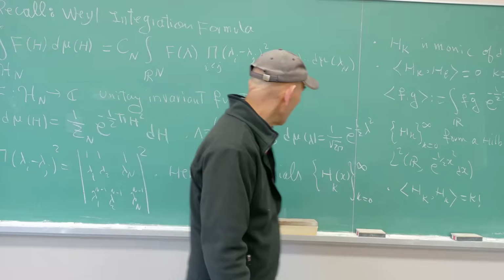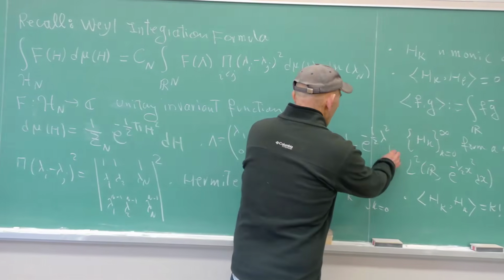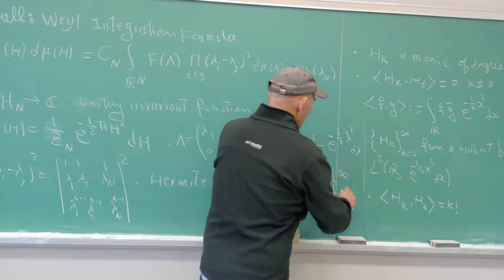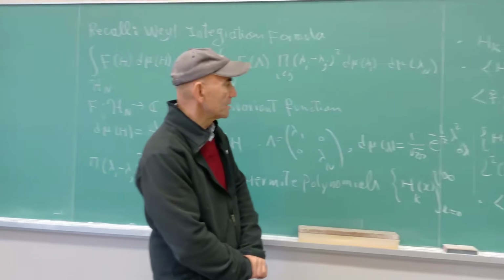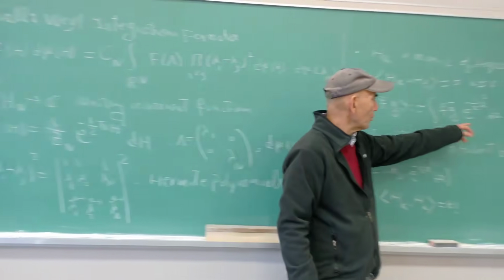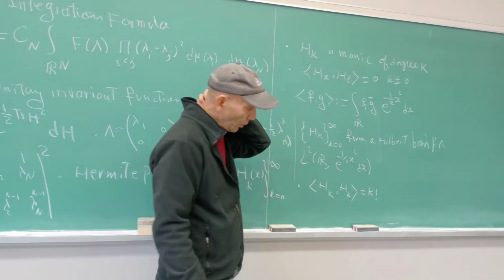Is there also a d lambda with the d mu of lambda? Which one? Oh yeah, right there. It should be d lambda. Yeah, exactly. Thank you. Excellent. Yeah, this is normalized, but I don't have to normalize this because I'm just thinking of the L2 inner product.